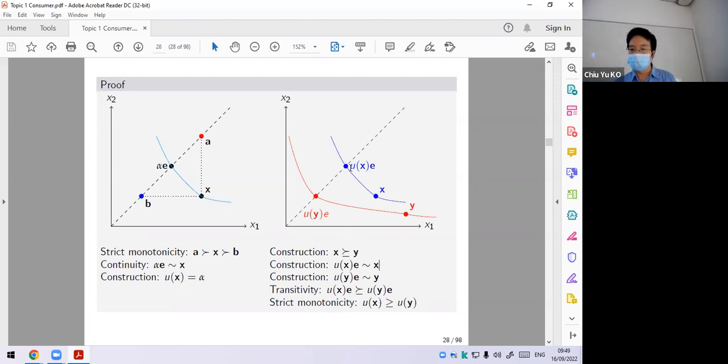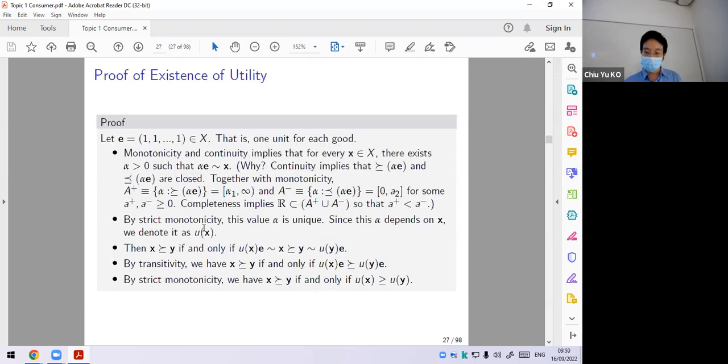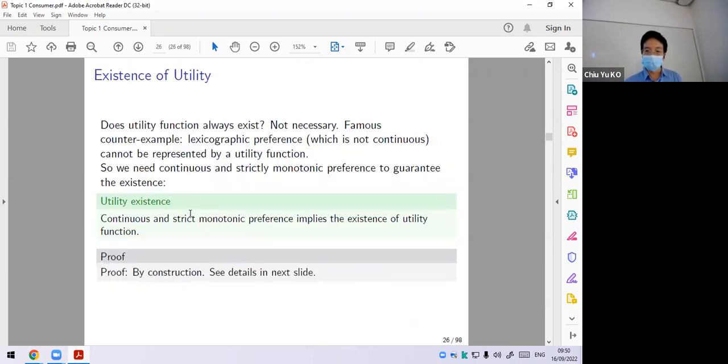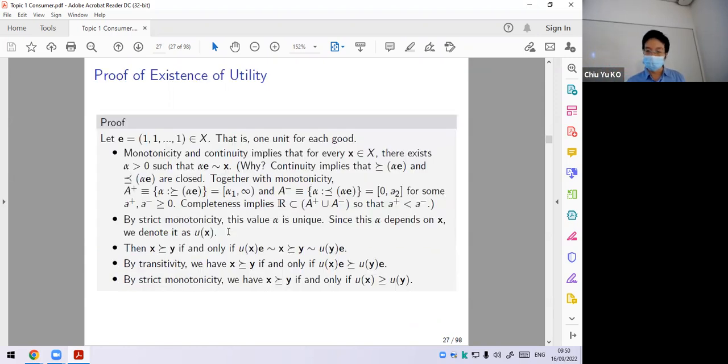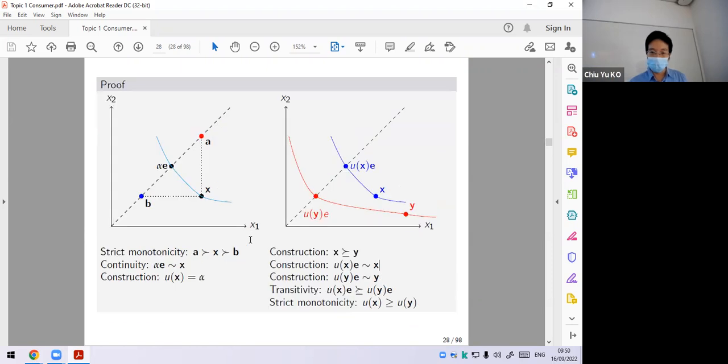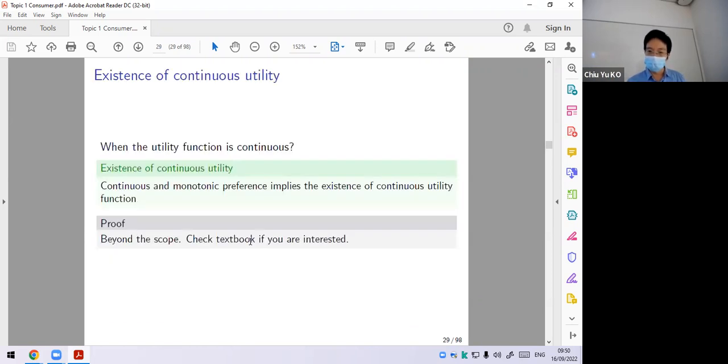And you say that this bundle is better than this bundle. But because of monotonicity, this means that this number is bigger than this number. So you prove that when X is better than Y, then with the way you define utility, you give it this. So that is the construction based on continuous and strict monotone preference. Of course, there are many proofs that don't rely on monotonicity, but we just use it because the book also uses it, so we don't get into more details.